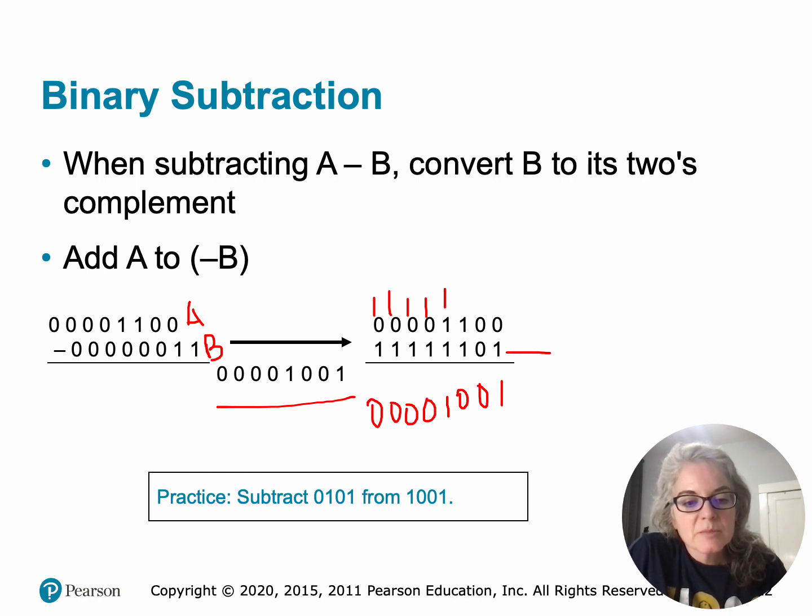So here's a practice problem. Try subtracting 0, 1, 0, 1 from 1, 0, 0, 1. The way you set it up is 1, 0, 0, 1, and you subtract this from that, so minus 0, 1, 0, 1. So practice subtracting those two.